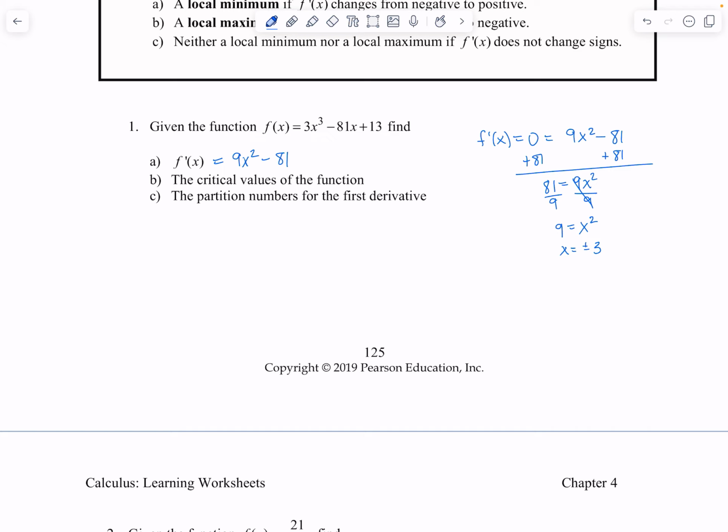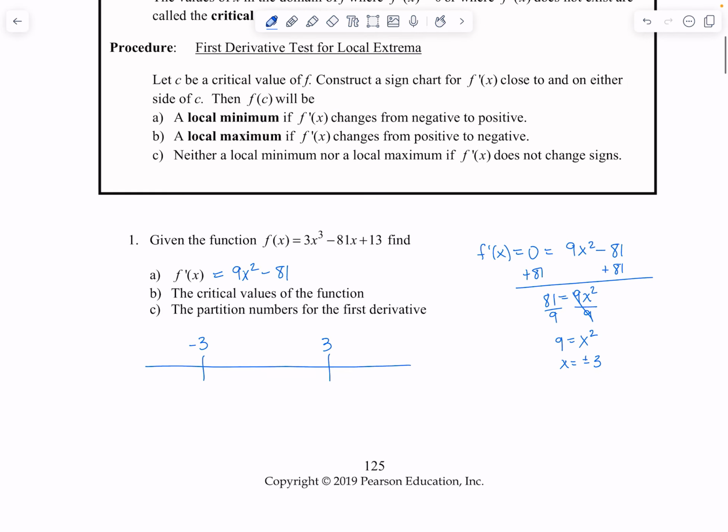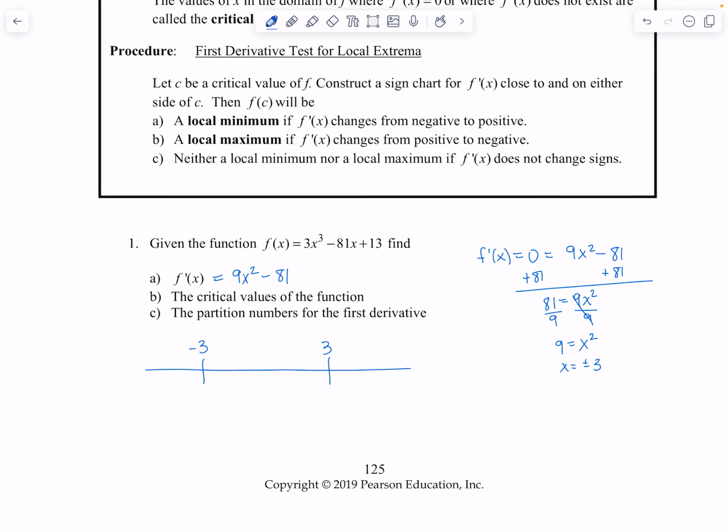So the partition numbers for our first derivative would be at 3 and at negative 3. That's where we would partition it out, and if we were going to follow our first derivative test, we would look around negative 3 and positive 3 and see what's happening.